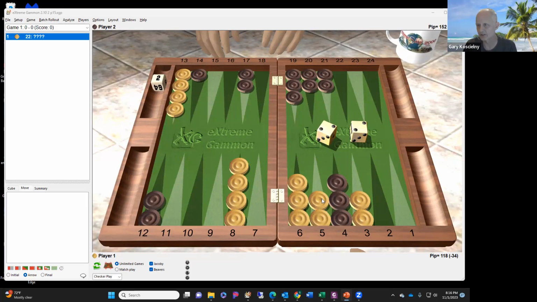What's black's game plan? Build his board and then hit a shot. Right, and Mark also called this the contact game plan. It's basically black is down 34 pips in the race.